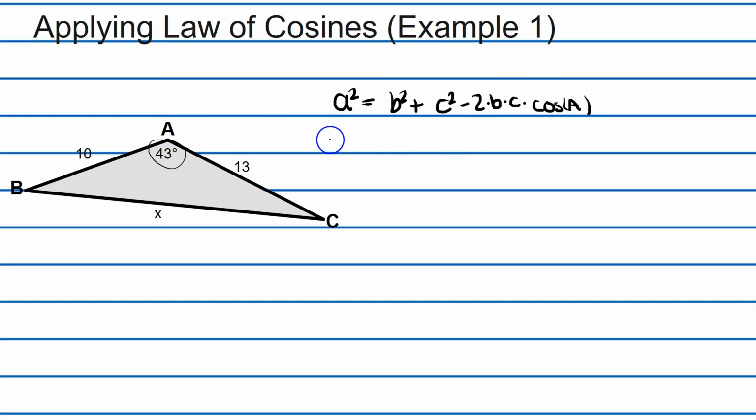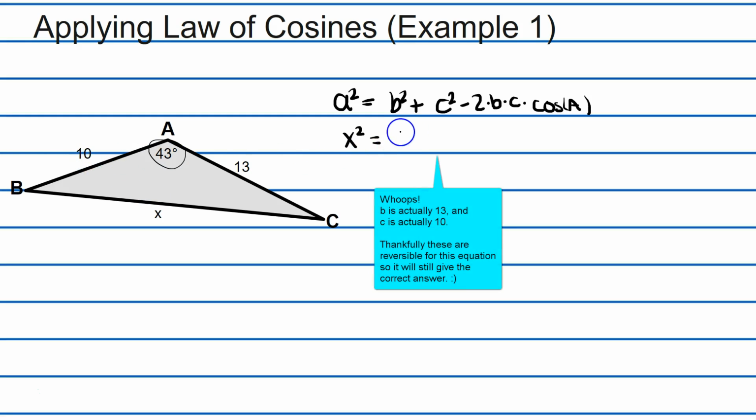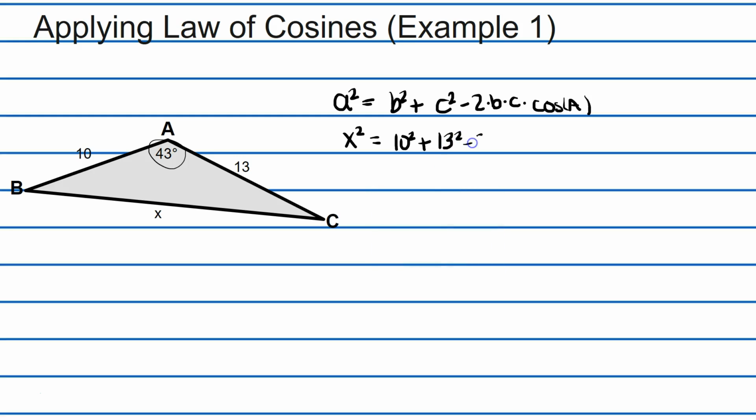Now I'm going to plug in my information. So remember, when it's little letters, it's going to be the side lengths. So this is x squared, which is equal to b squared, which is going to be 10 squared, plus c squared, which is 13 squared, minus 2 times 10 times 13 times cosine of 43.